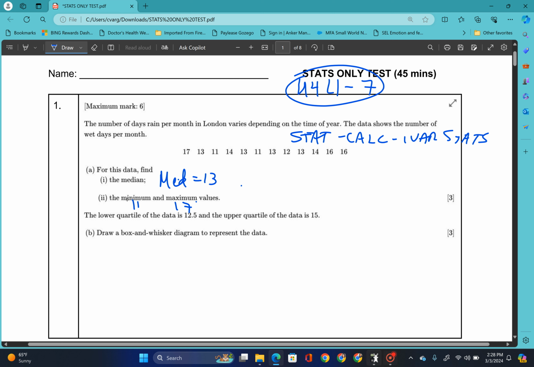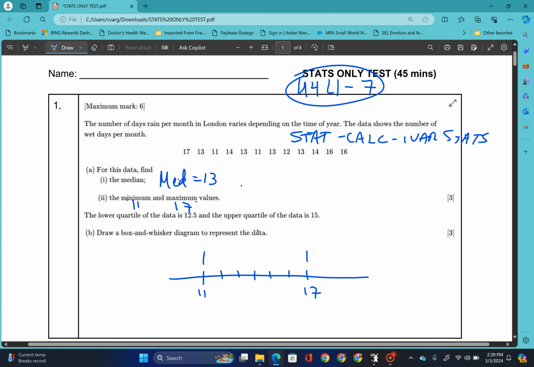Okay, and they tell us to draw the box and whisker plot to represent the data. Just like we went through in class, we have to count in order. So we're going to go from 11, 12, 13, 14, 15, 16, 17. That is our highest number right there. Then we use the 5-number summary to draw our box and whisker, okay? So our minimum is 11, so I'm going to put a whisker at 11. I'm going to put a maximum whisker at 17. And then we have our lower quartile, which is 12.5.